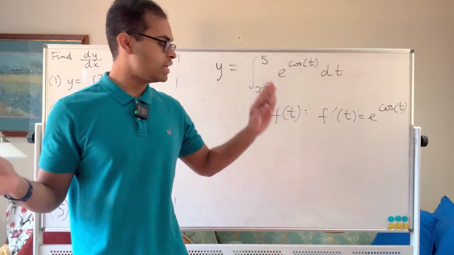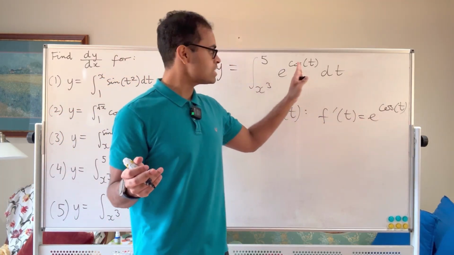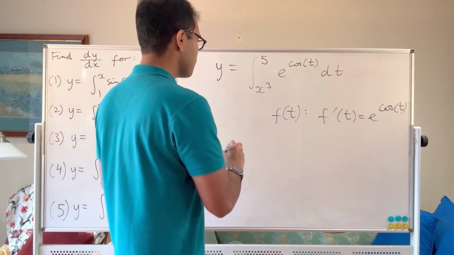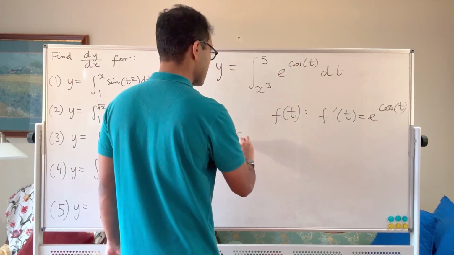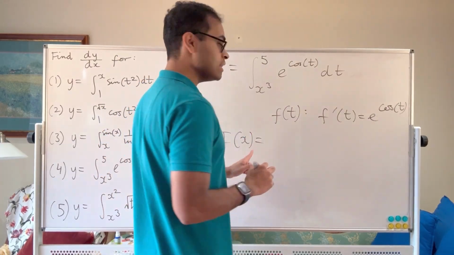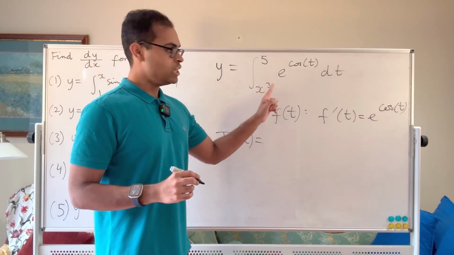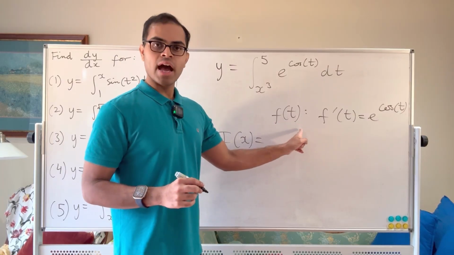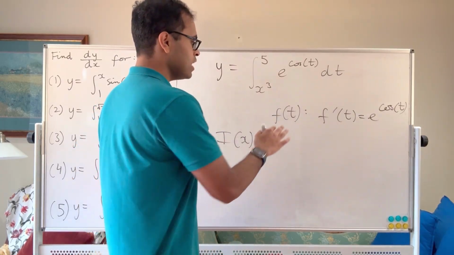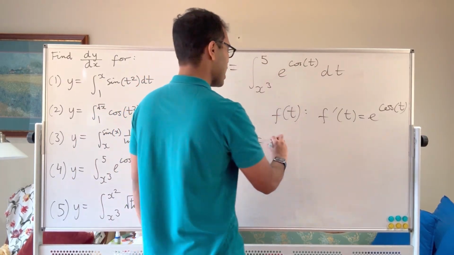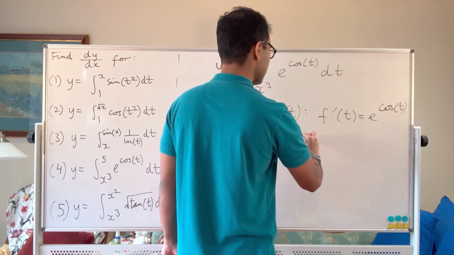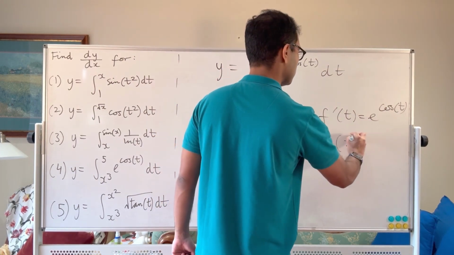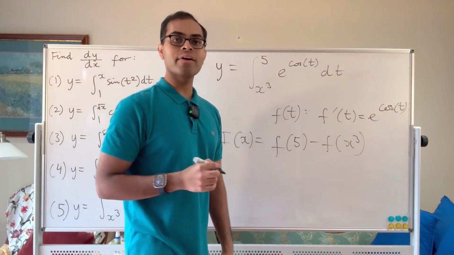We don't need to know anything except its derivative is what is inside the integral. And again, we know the integral is I of x. So again, we plug in the upper limit and the lower limit into our antiderivative f and we subtract them. Okay, so f is our antiderivative, whatever it is, and then our integral is going to be f of 5 minus f of x cubed. That's going to be our answer for our integral.